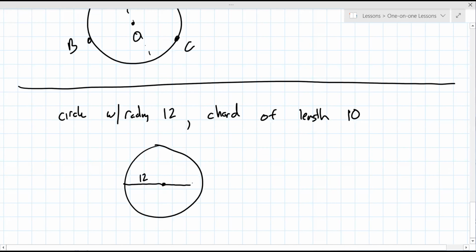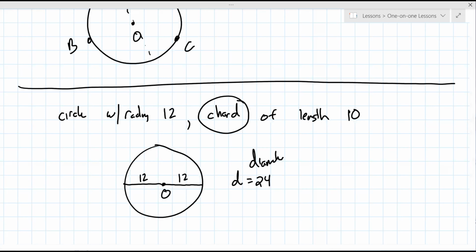What is the diameter? 24. So the diameter is 24. What is the main difference between a chord and a diameter? The diameter is the whole way across the circle. A chord does not go through the center.